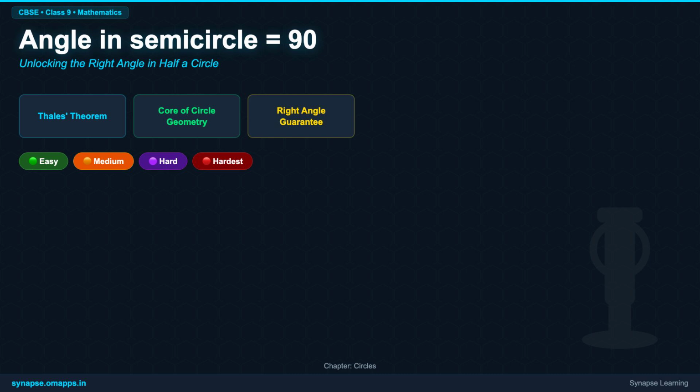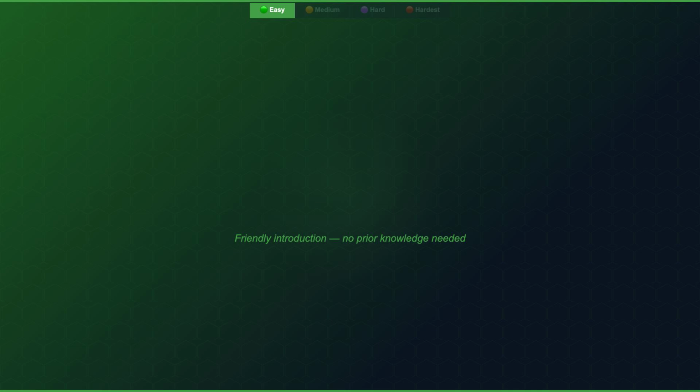This isn't just a rule to memorize, it's a powerful concept that helps us understand and solve many geometric puzzles. We'll start with the basics, then gradually explore its proof, applications, and even its historical significance. Get ready to unravel the secrets of the semicircle, from easy to the hardest challenges. Let's kick things off with the easy level.